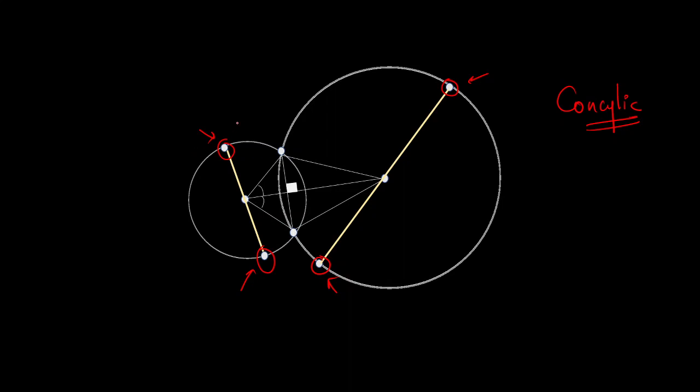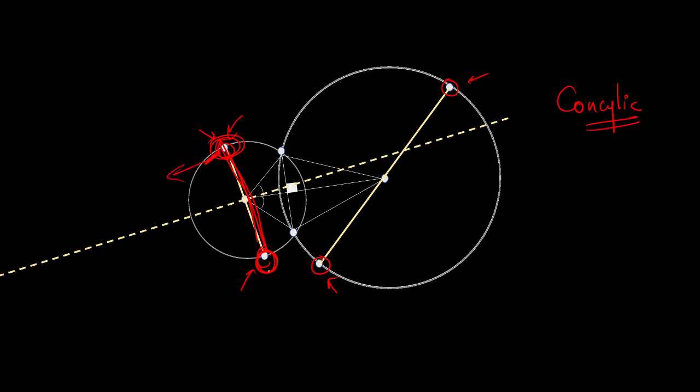pass through the first two diametrically opposite points, which means this one and this one. If a circle passes through these 2 points, then this line will be the chord of that circle, and the center of the circle will lie on a line perpendicular to this chord and bisecting the chord. So any circle which passes through these 2 points will have a center on this line, right?